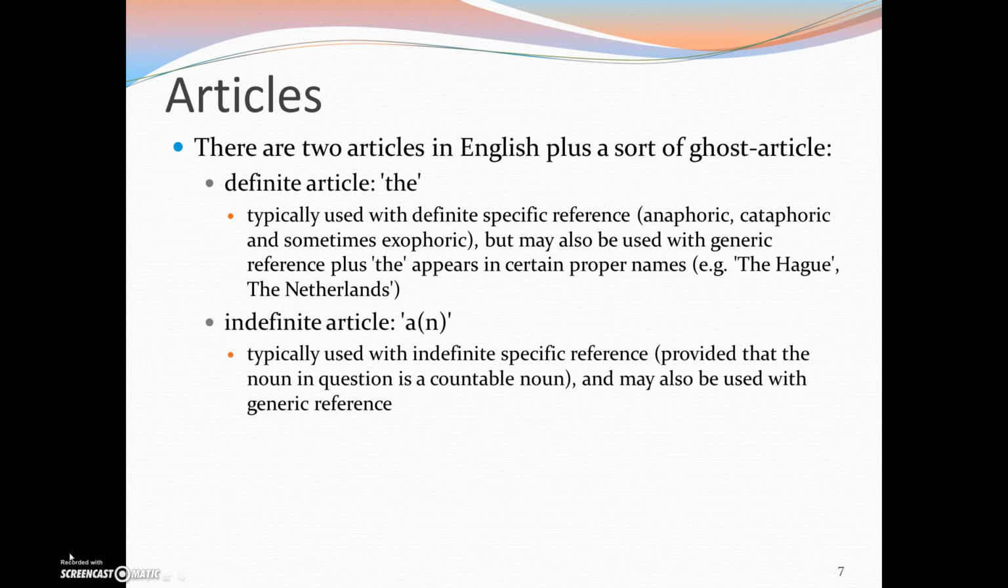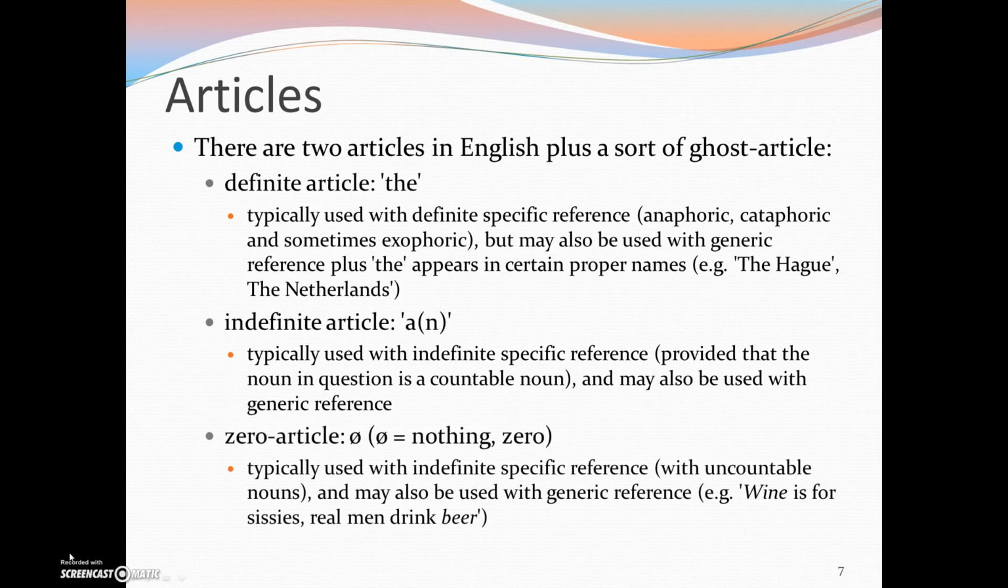The indefinite article, a or an, is typically used with indefinite specific reference. And this is provided that the noun in question is a count noun, but it can also be used with generic reference. And finally, we have this zero article.